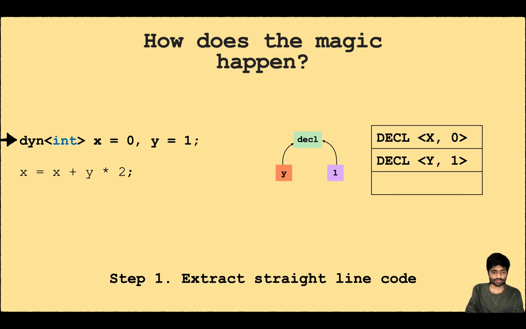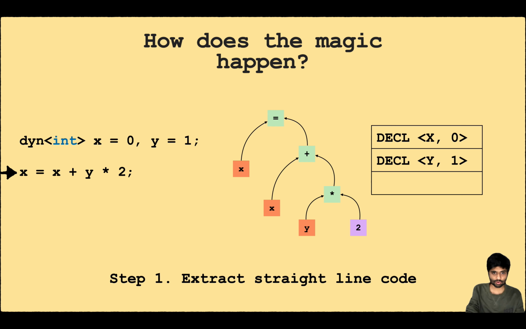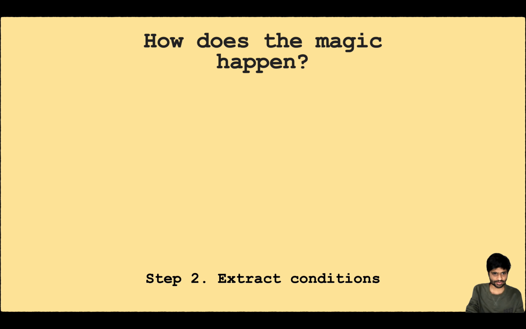Now, when the execution reaches the second statement, the star is evaluated first based on operator precedence. This is again overloaded to produce an AST as shown. All the operators are similarly overloaded to construct the AST step by step and finally add the statement to the generated code. This gives us the second stage code for a simple straight line program. After the straight line code, let us look at conditionals.